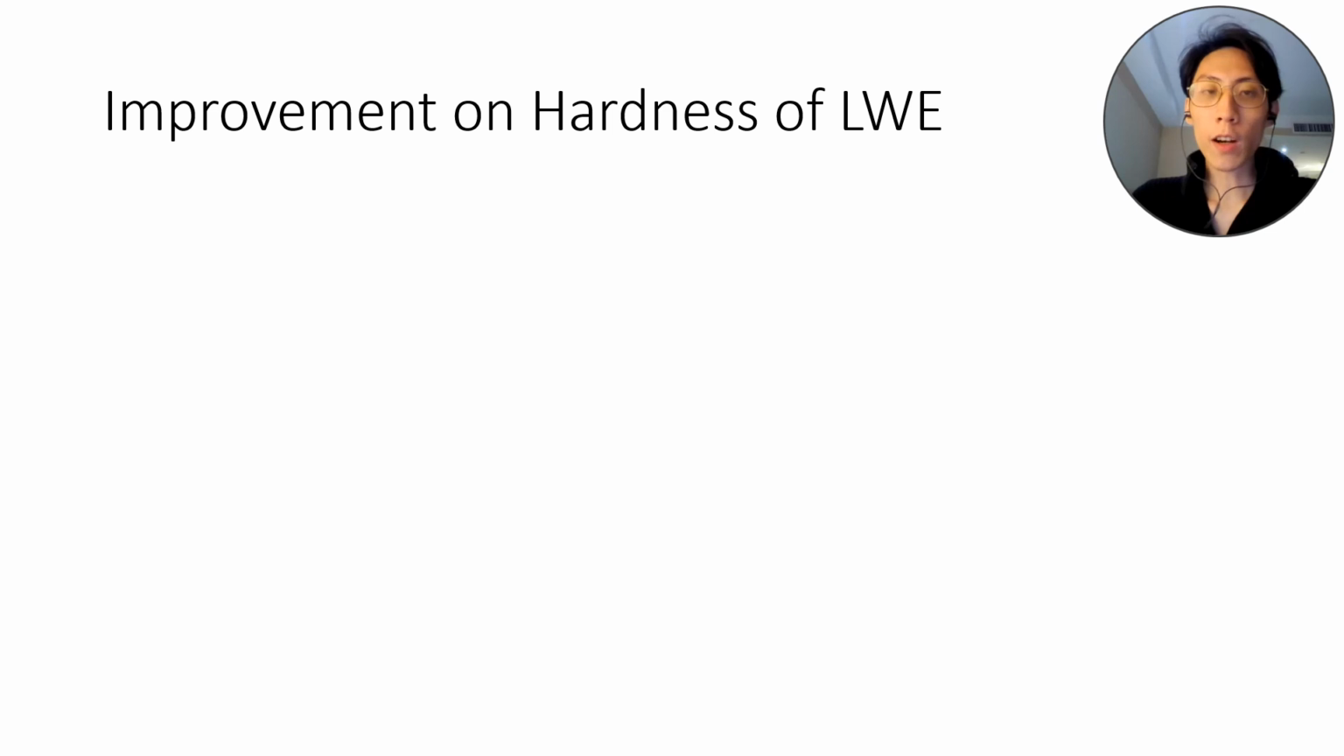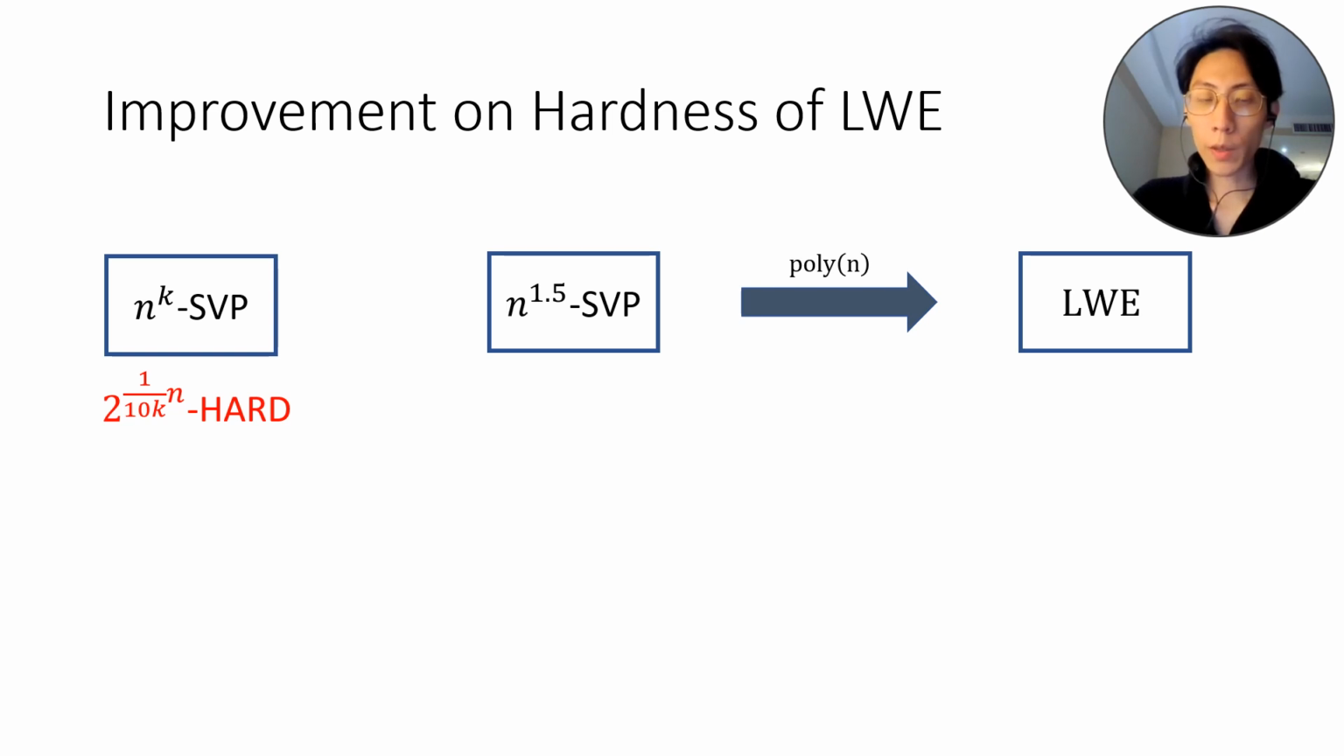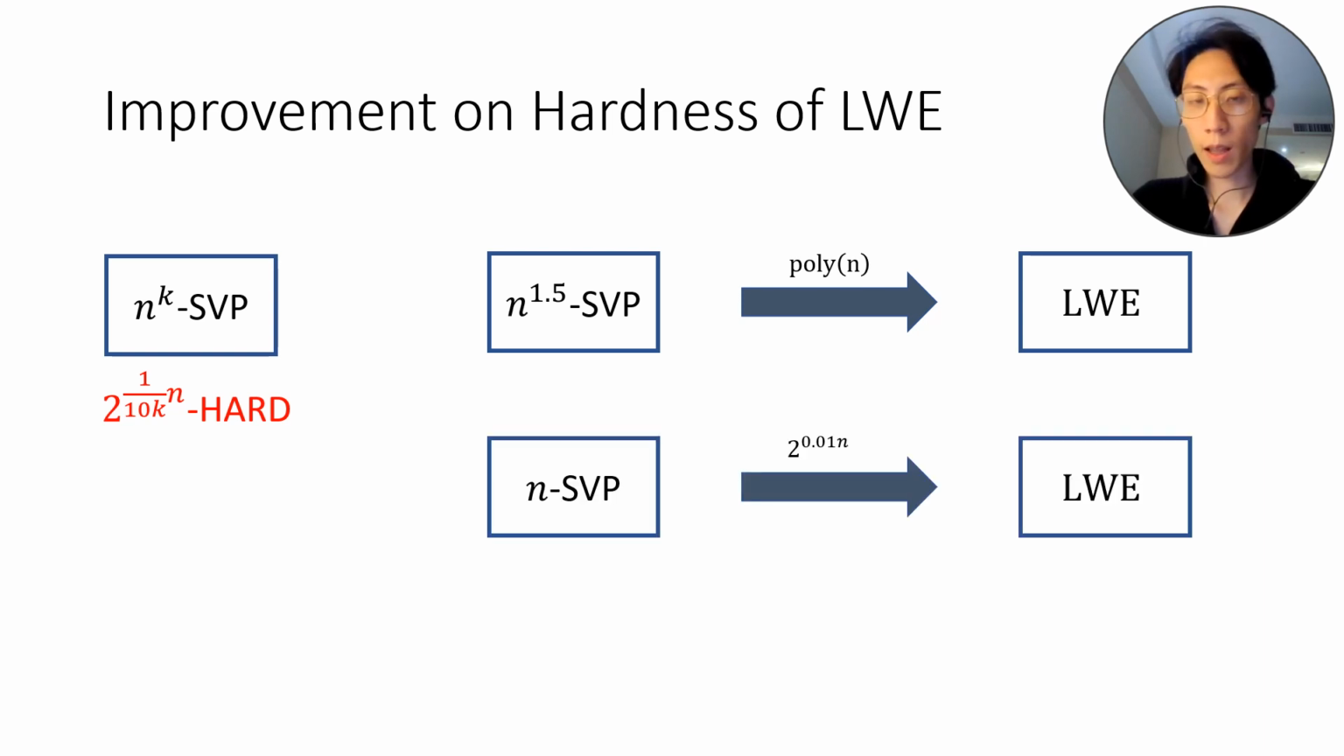Now, let me give you a concrete example on the improvements on hardness of learning with error that we obtained. So we start with n to the k SVP, and suppose that we are happy to assume that this problem is 2 to the 1 over 10k times n time hard. In the past, we know that n to the 1.5 SVP has a polynomial time reduction to learning with error. And for our result, we show that n approximate SVP has a reduction that runs in 2 to the 0.01 n time to learning with error.